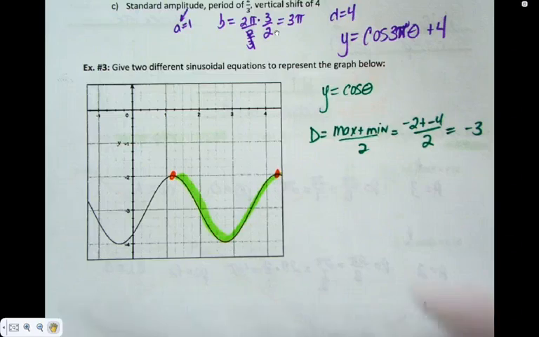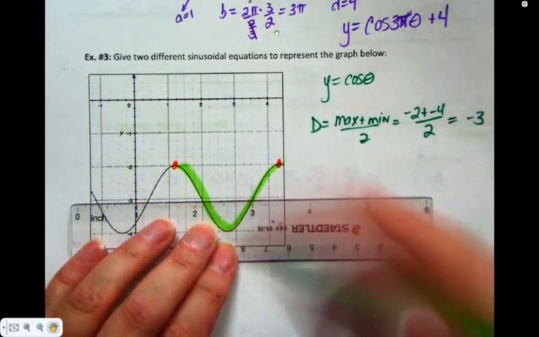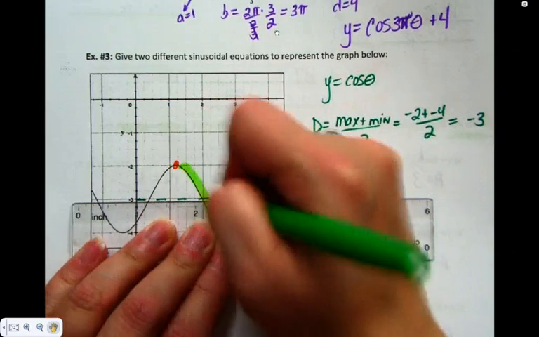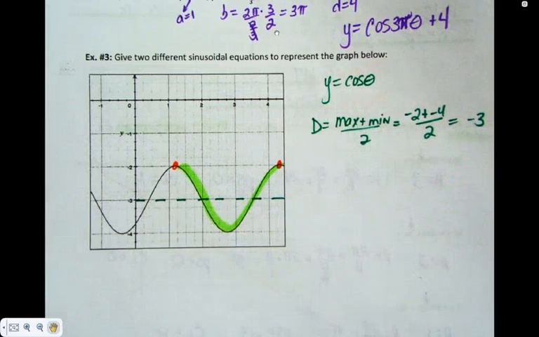I'm visual, so I like to draw it. If you're not visual, don't feel you have to. I just like to see it. And I like to know it runs exactly halfway through my graph. If you calculate it and you've drawn it and it doesn't run through the middle of your graph, you've done something wrong.